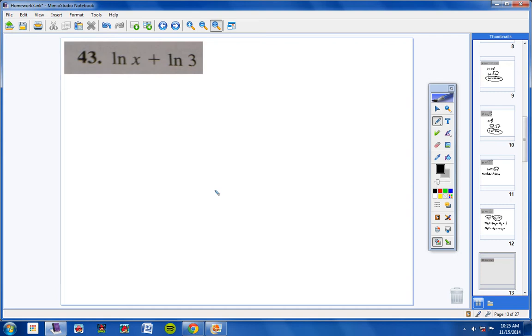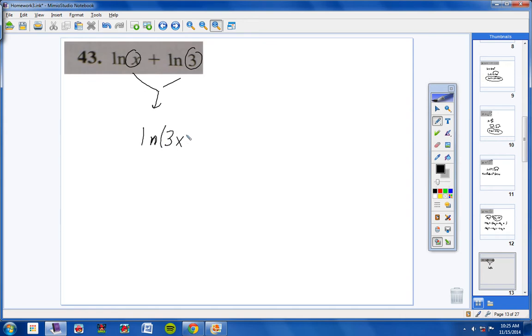Okay, so now we're going backwards, okay? So look, you must have the same base, and we do. Base E, so we're good, okay? And we're adding 2 logs. Well, when we're adding 2 logs, we can write that as 1 log as long as we multiply this argument times this argument here. So your argument would be 3x. Natural log of 3x.